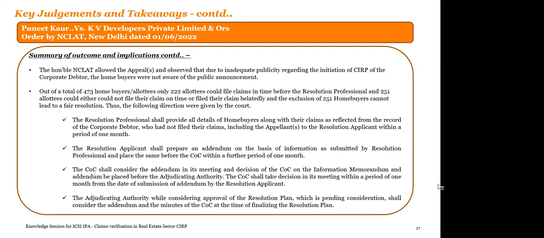So here NCLAT instructs the committee of creditors to revisit the addendum and information memorandum, accept that, and place that addendum before the NCLT where the current resolution plan is pending for its final approval. And NCLT also has to consider that addendum along with the original resolution plan that has been approved by the COC. So this is a case.